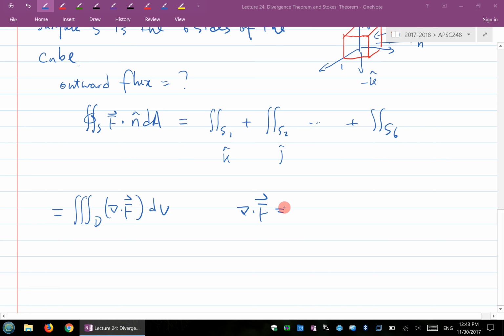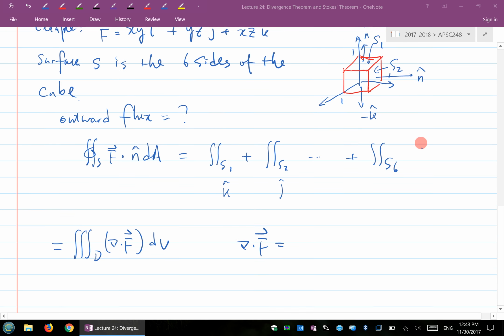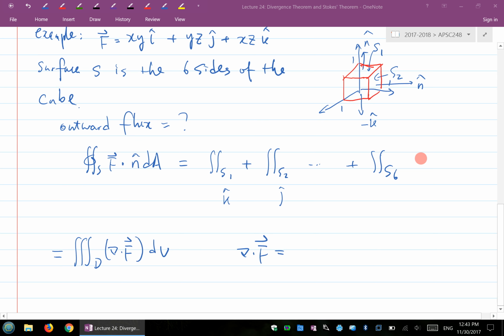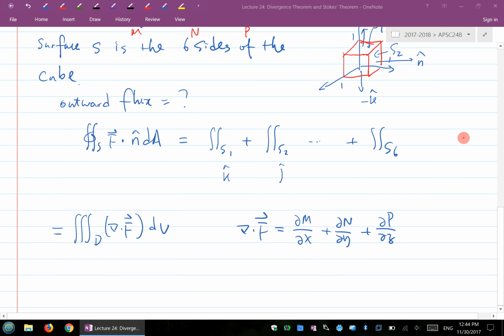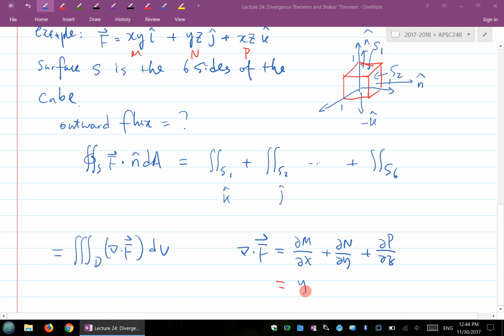Sure, no worry. So del dot f, and then we'll plug it back into the triple integral. Here's your f, right? Del dot f is partial m partial x plus partial n partial y plus partial p over partial z. So here's your m, n, p, and that's a pretty simple partial derivative. So you have xy, here's a y, here is z, here is an x. So you get x plus y plus z.